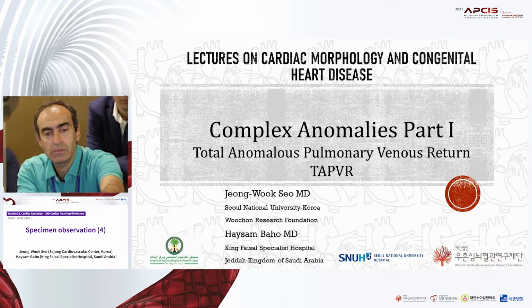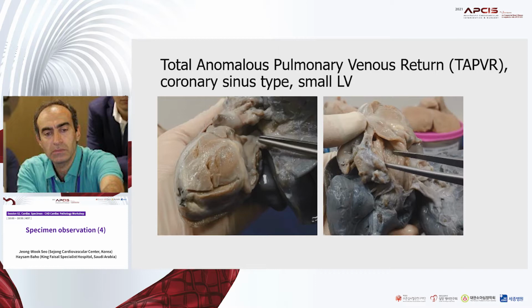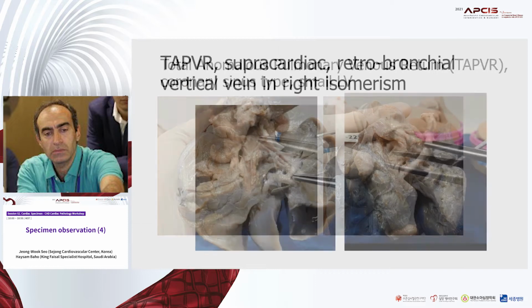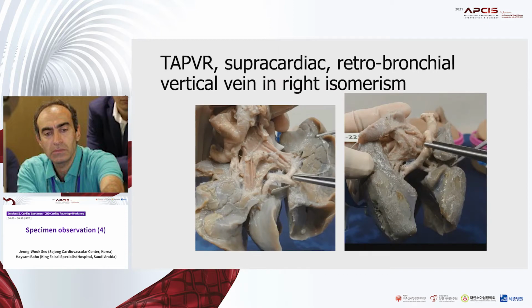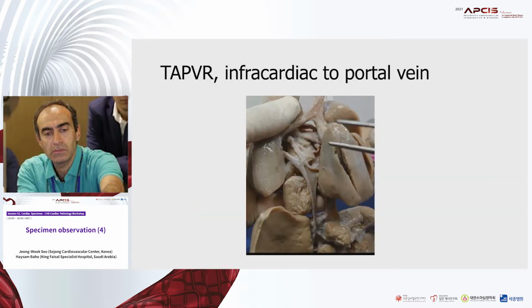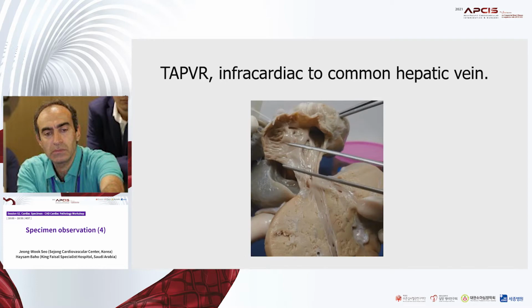So we'll be looking at samples with total anomalous pulmonary venous return, the coronary sinus type with a small left ventricle, and then we'll look at total anomalous pulmonary venous return, the supracardiac type with a retrobronchial vertical vein in the right isomerism, followed by total anomalous pulmonary venous return, the infracardiac type to portal vein. And lastly, total anomalous pulmonary venous return, the infracardiac type to common hepatic vein.